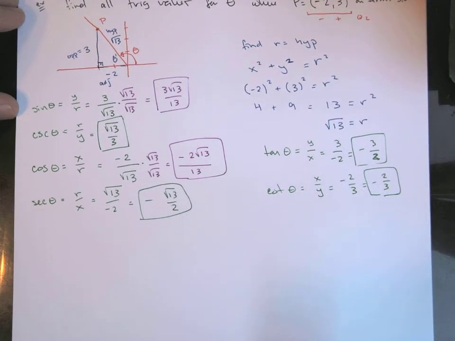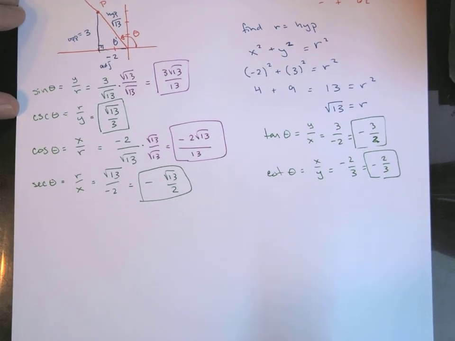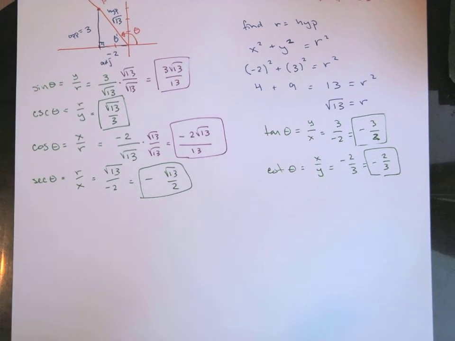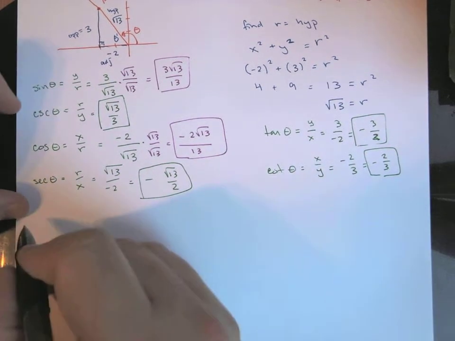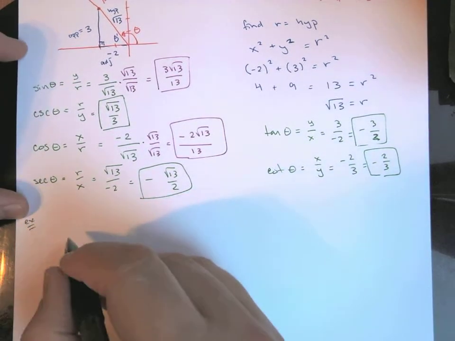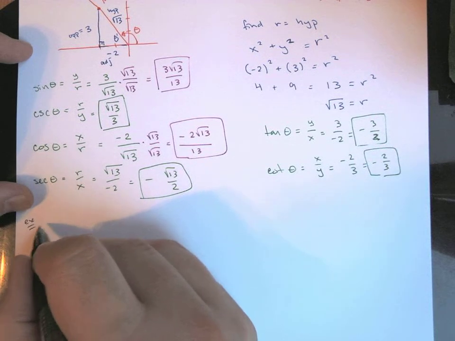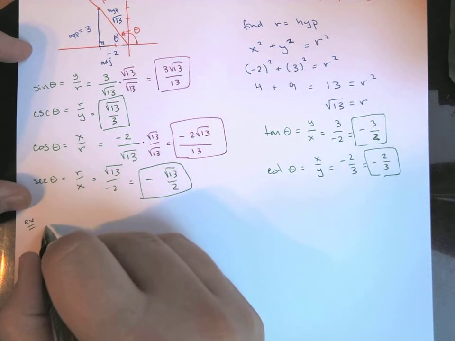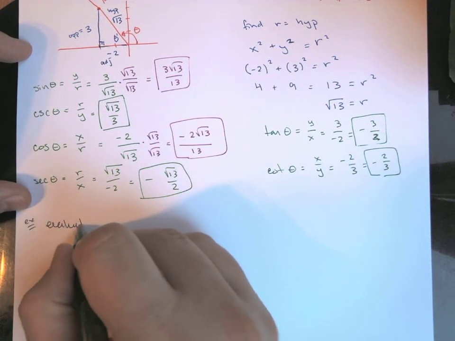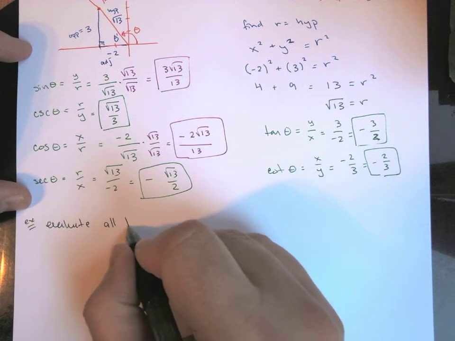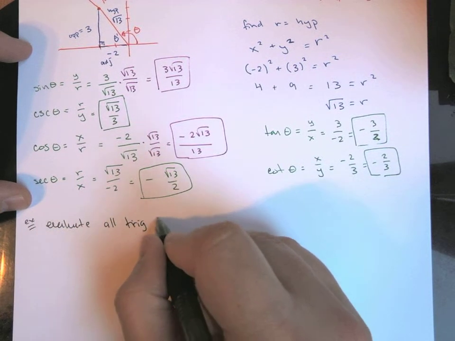Let's do quadrant 3. That was kind of interesting because both the x and the y values would be negative. We'll try to keep the size of the numbers down. So evaluate all of our trig functions.